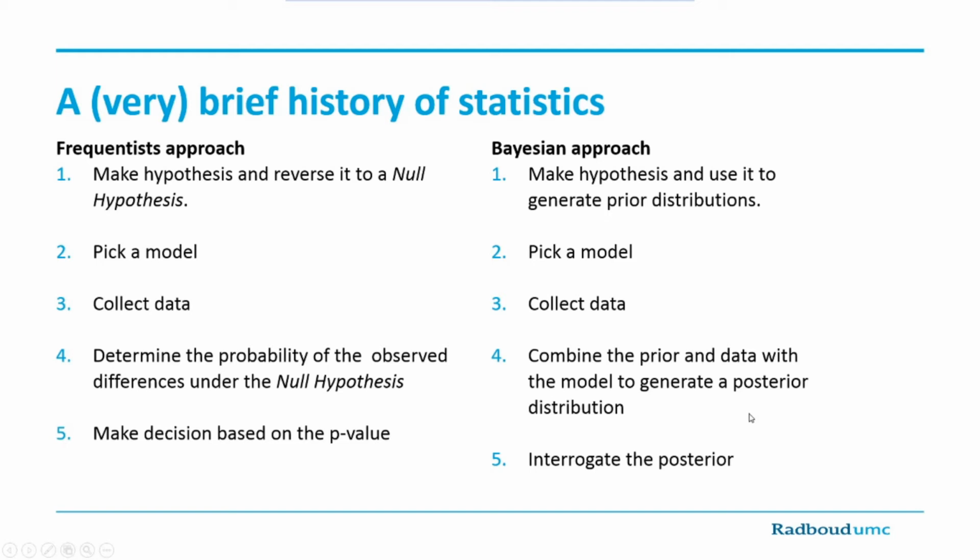So knowing that we have a mean, expecting this kind of range of blood pressure, we add some data and then we generate a posterior. Afterwards, we can interrogate this posterior and ask questions like, what's the probability that blood pressure under treatment A will be lower than under treatment B? To me, at least, this latter approach makes more sense.